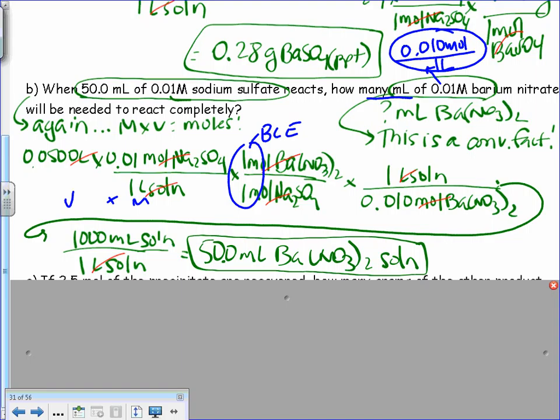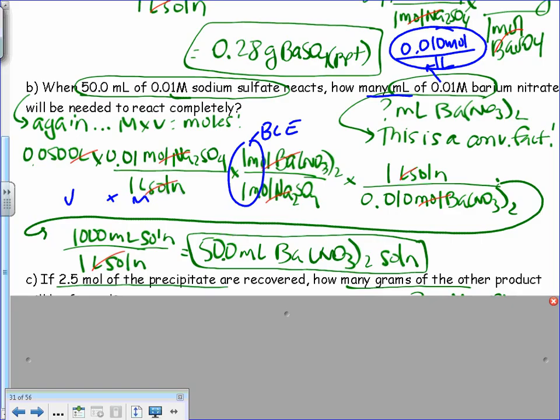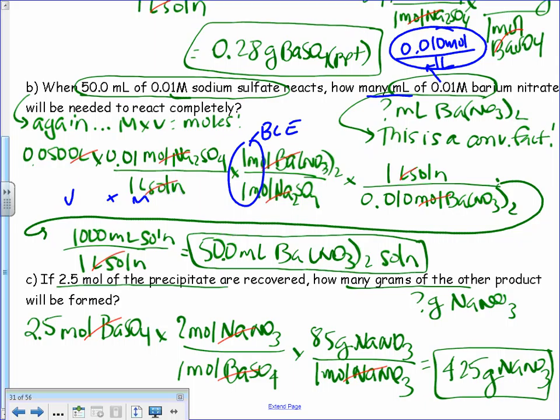They have the same concentration, so they are going to also require the same volumes, which is why this is 50 and that's 50. So it does work out that way. Part 3, or C, said if you make 2.5 moles of the precipitate, which is our barium sulfate again, how many grams of the other product will be formed? The question asks for grams of the other product, so it's being really elusive because it doesn't want to tell you what the other product is. Well, we already knew it was sodium nitrate.